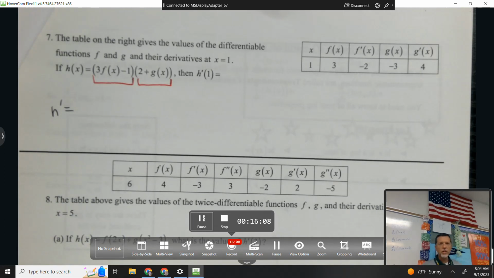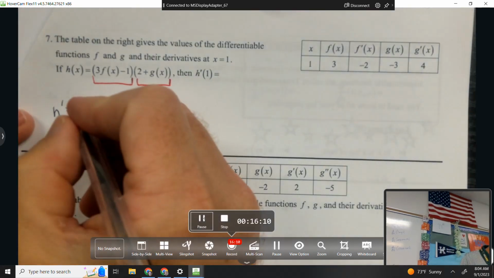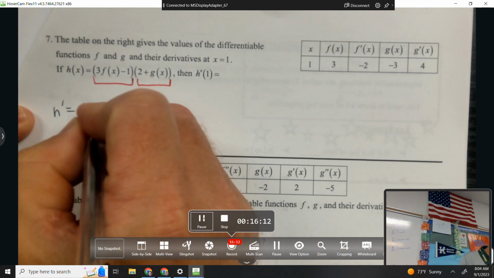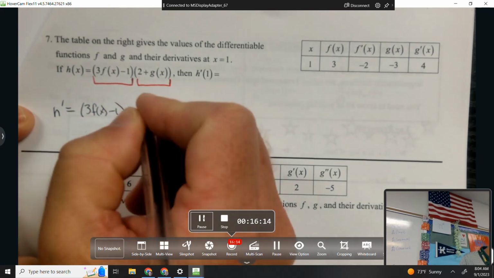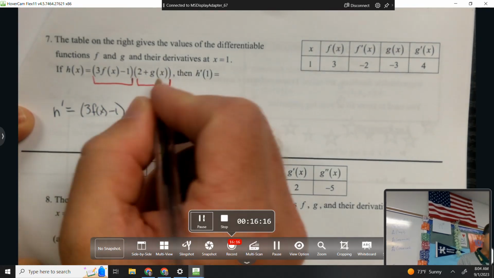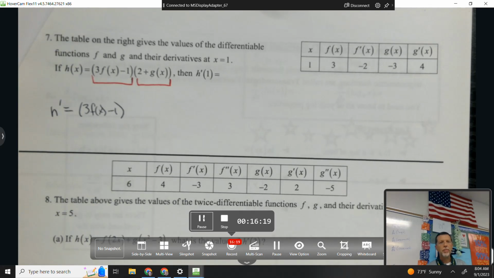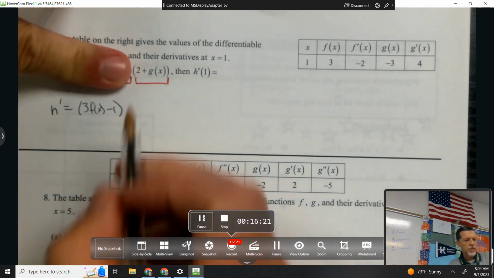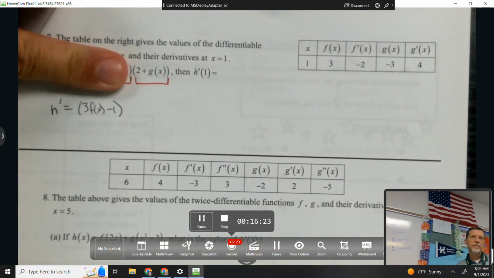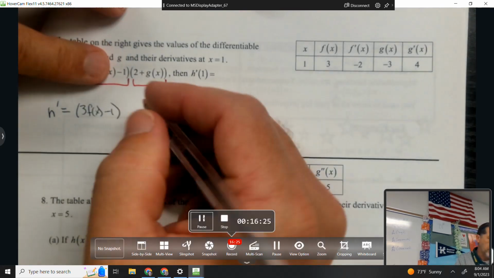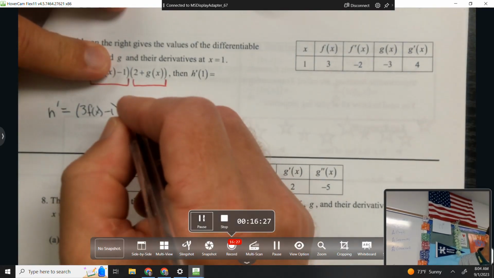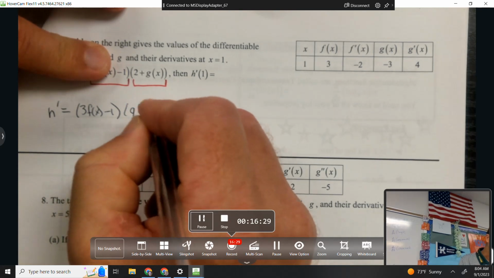So the first times the derivative of the second. So 3f of x minus 1 times, what's the derivative of the second? What's the derivative of all that? Just g prime of x. The derivative of 2 is 0, so that just leaves g prime of x.